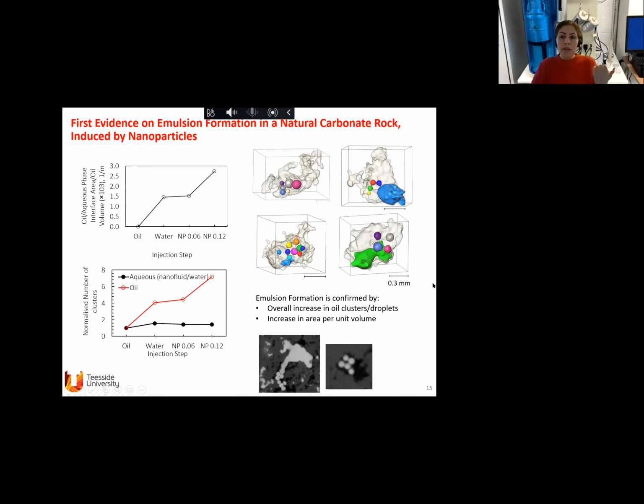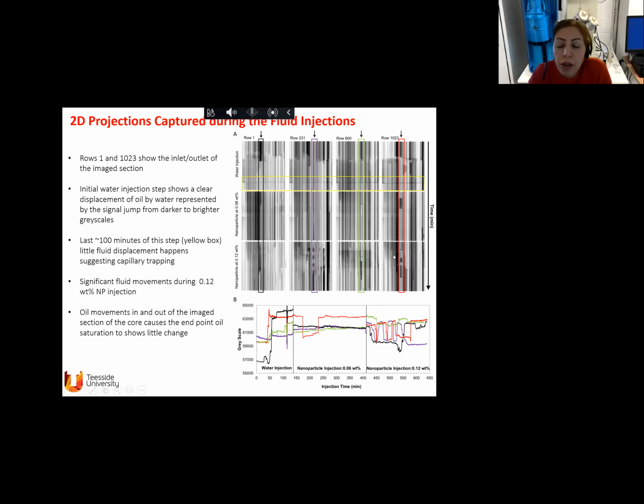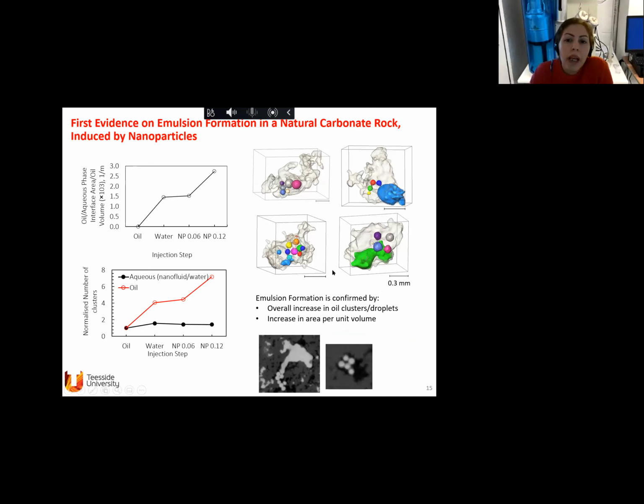So we then looked back at the 3D images, looking for evidence and signs of what happened to the oil structure as a result of these movements that we were detecting. There's quite a lot of movement, so what's happened? We realized that the existence of this nanoparticle has induced the formation of an oil-in-water emulsion.